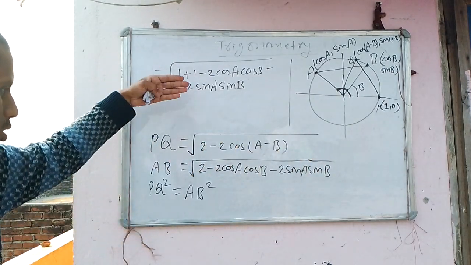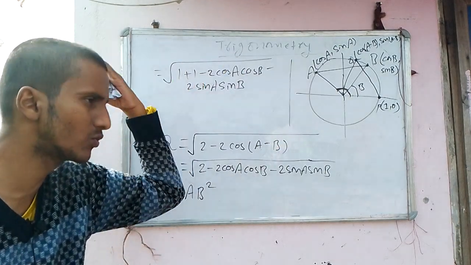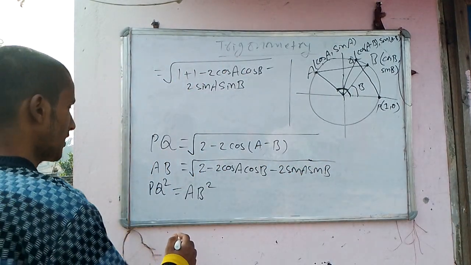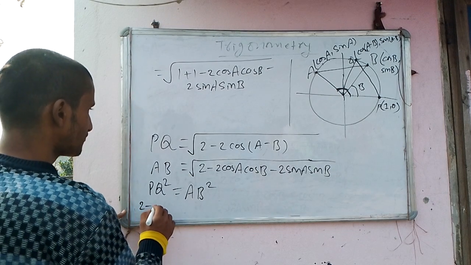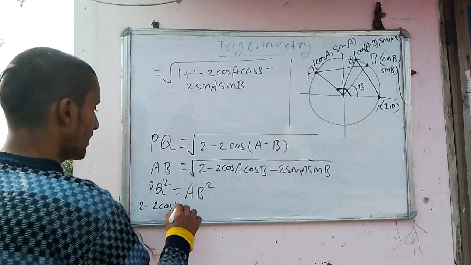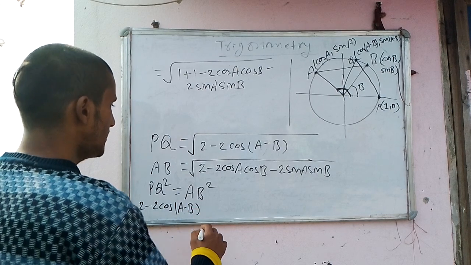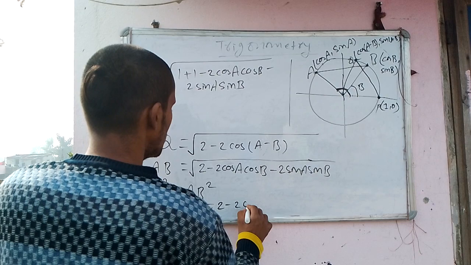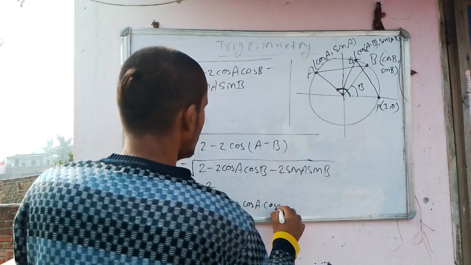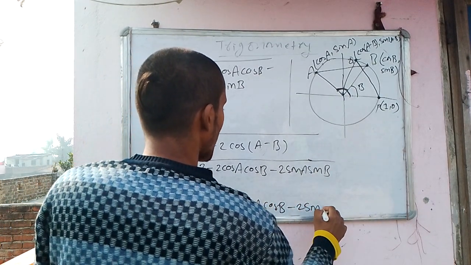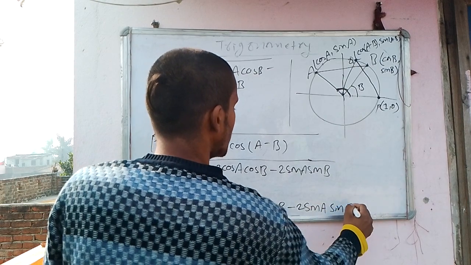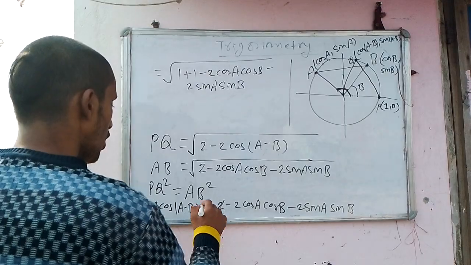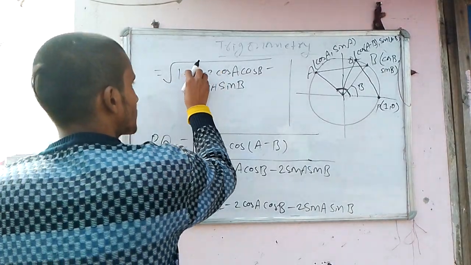Okay, so PQ squared will be the whole thing without the square root, and this whole thing without the square root. So this will be 2 minus 2 cosine A minus B is equal to AB squared, which is 2 minus 2 cosine A cosine B minus 2 sine A sine B. Does that make sense? 2 gone, as you said.